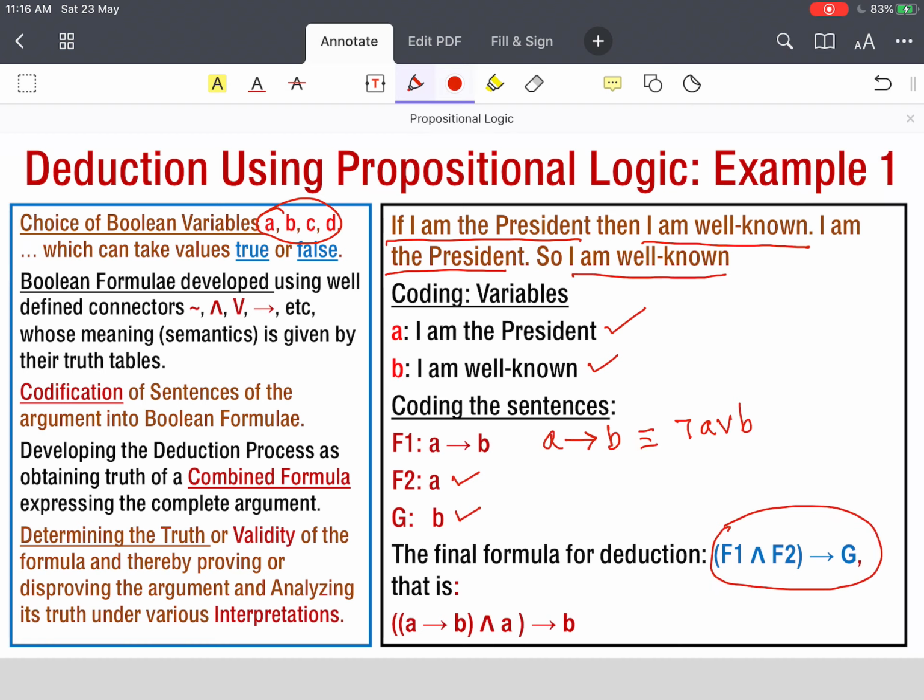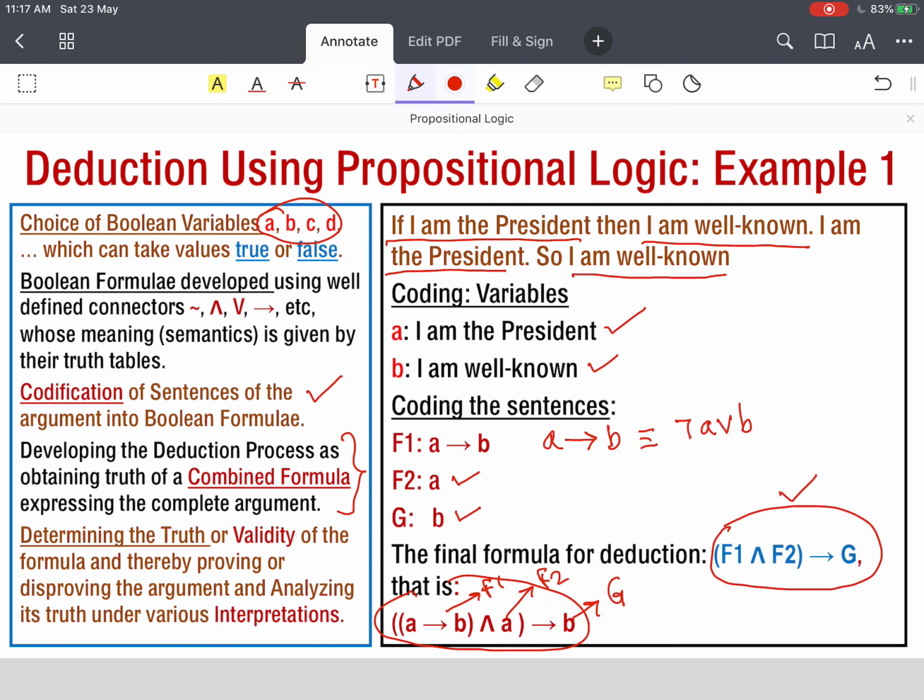So my formula, which I need to prove, is this. If F1 is true and F2 is true, then G is true. So my final formula, which encodes, as we said in this step, the combined formula which encodes everything, is F1 and F2 implies G, which is the same as this. Because this part is F1, this part is F2, and this part is G.